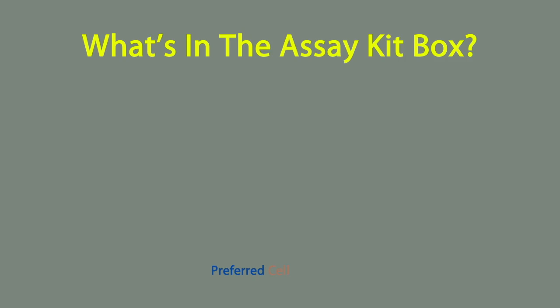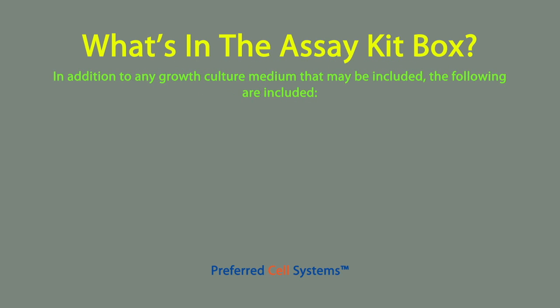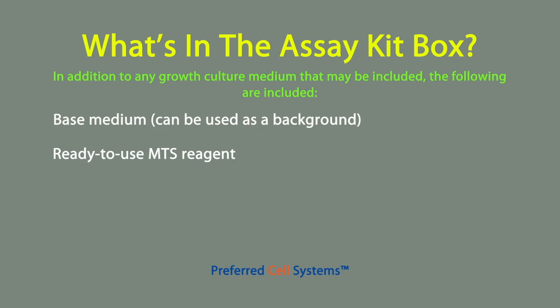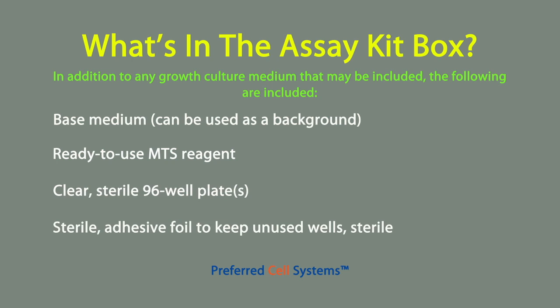All absorbance or colorimetric assay kits contain nearly everything you need to culture the cells and measure absorbance. Now, some assay kits can be used on numerous cell types, and in these cases, the investigator should use their own culture materials and protocols. However, in general, the assay kit contains a base medium. This can be used as a background, ready-to-use MTS reagent, clear, sterile 96 well plates, and sterile adhesive foils that can keep unused wells sterile.